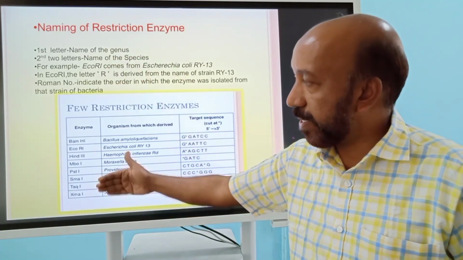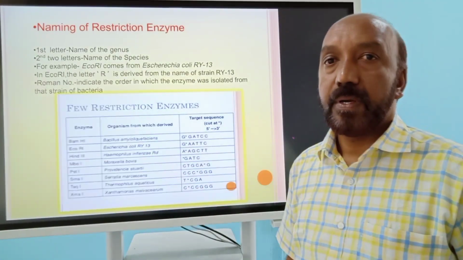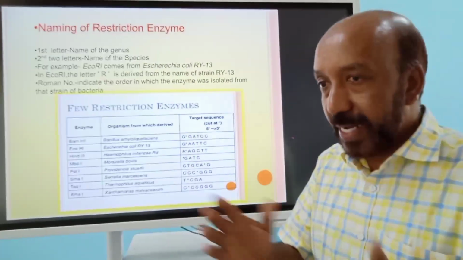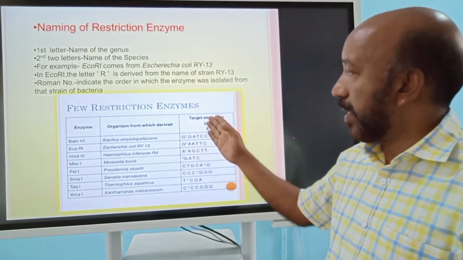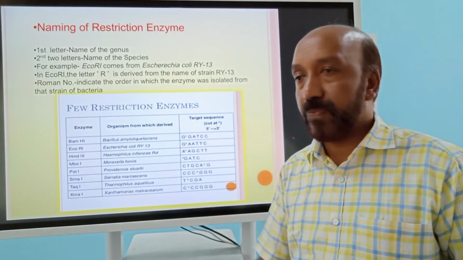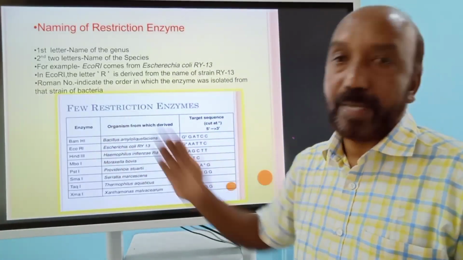And here the chart shows restriction enzymes extracted from different groups of organisms, and here we are showing the target sequence or recognition sequence of the concerned enzymes also.